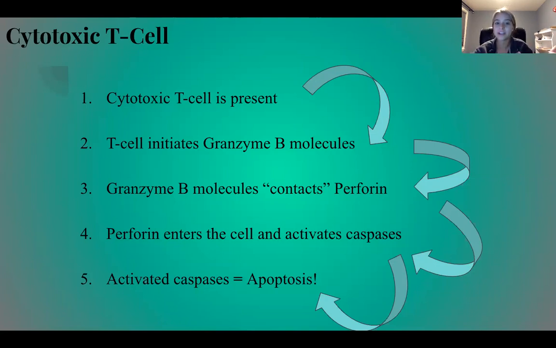Second, that T cell will initiate a granzyme B molecule. The granzyme B molecule will then contact perforin, and then the perforin will enter the cell and activate caspases. As we know, activated caspases result in apoptosis. In this example, you can very clearly see the difference between the intrinsic and the extrinsic pathway.